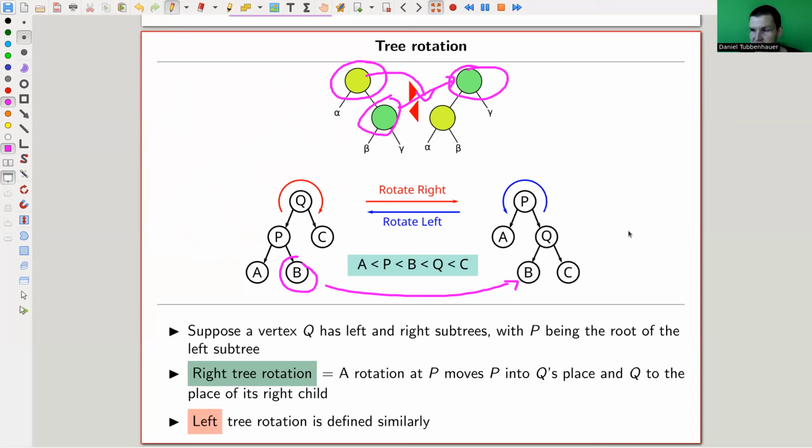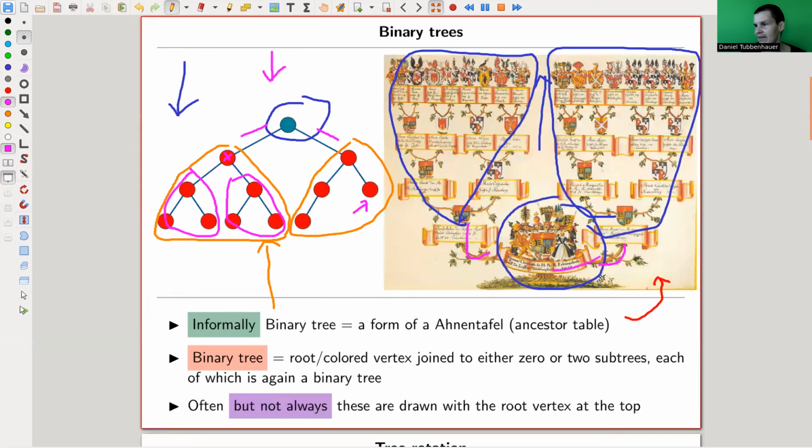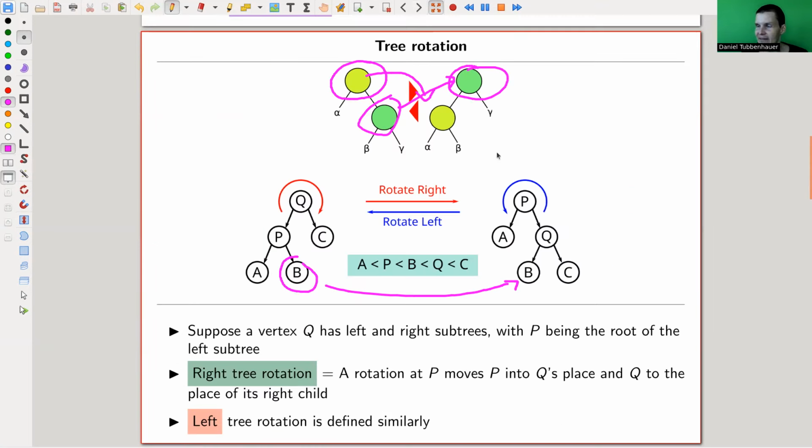And in words, a rotation at P moves P into Q's spot, okay? It puts P into Q's spot and Q to the place where its right child is. And the children are, of course, well, let's go back here, right? They're just the endpoints of a branching. So that's a really easy rotation. We put P into Q's spot, it goes here, and we put Q to where it's the other child. So that's the right rotation, right? And then the left rotation is defined similarly.